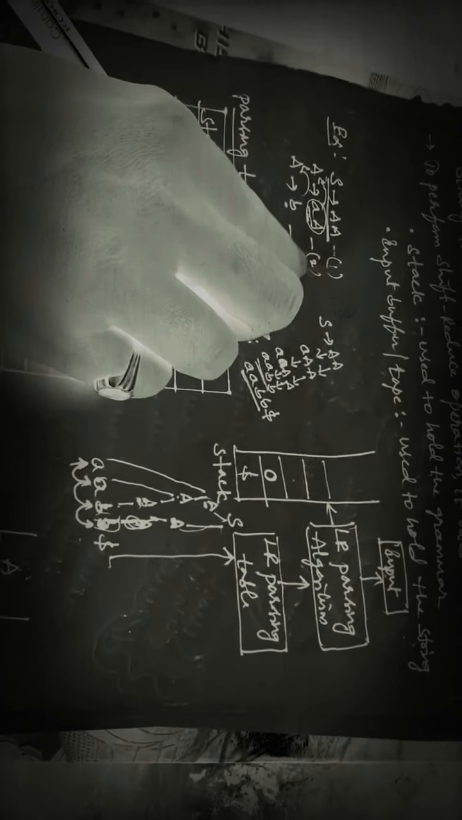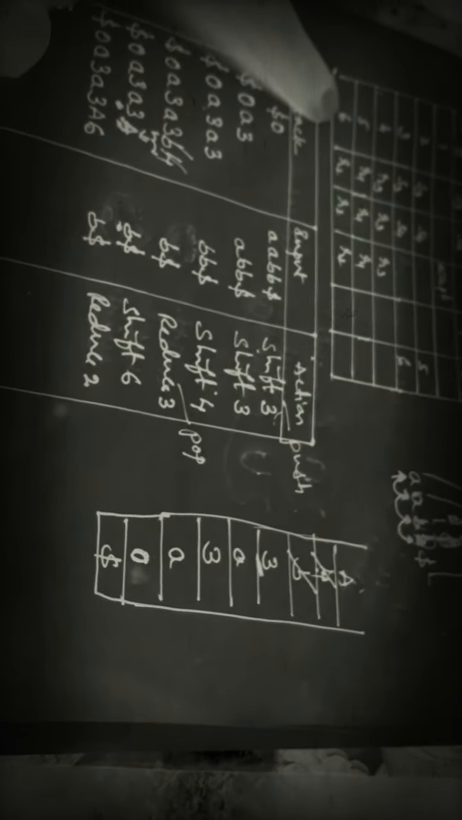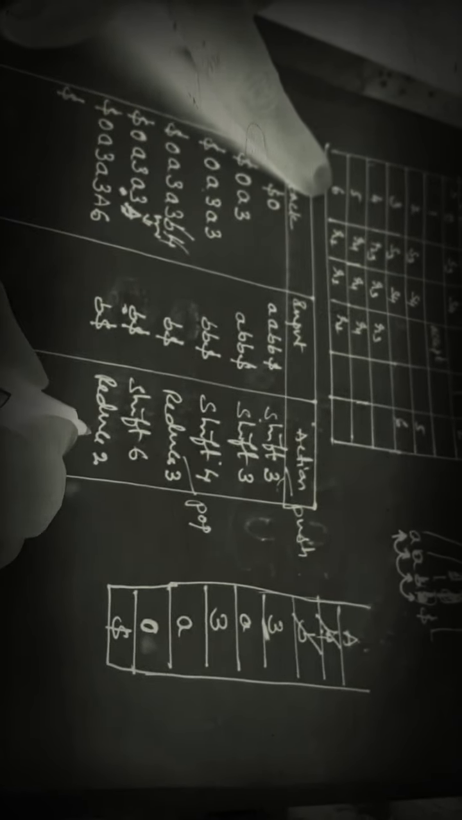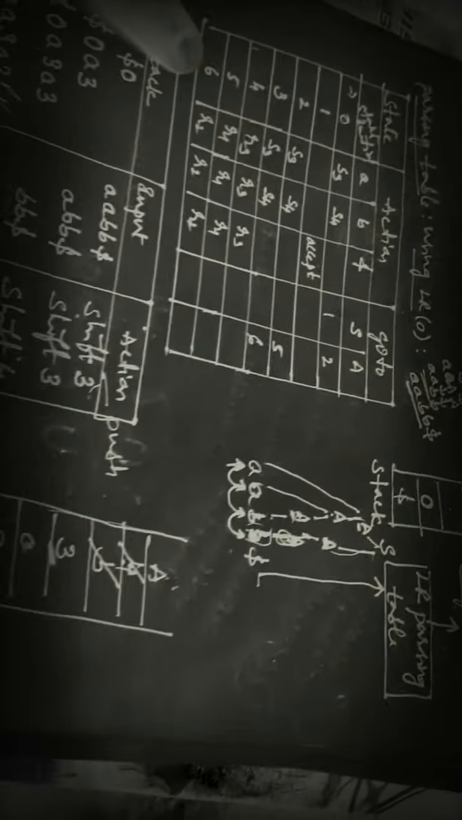Production line number 2. What is production line number 2? A implies AA. So that is reduce using line number 2. So now the $. Okay. Using reduce number 2, how many elements are present in the right side body of the production? There are 2 elements. So in order to eliminate, pop 2 elements, how many is it going to eliminate?